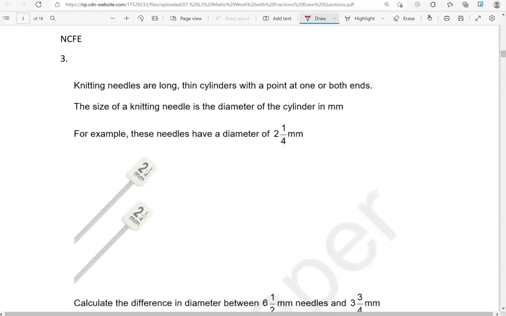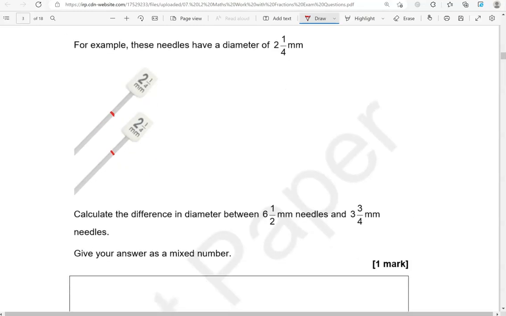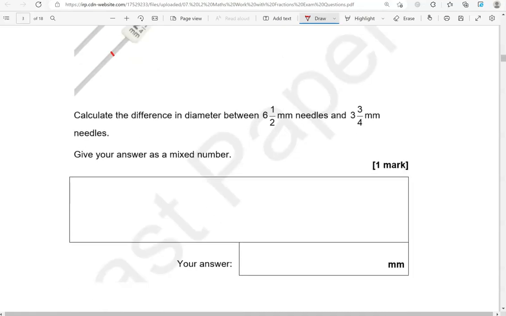Knitting needles are long, thin cylinders with a point at one or both ends. The size of a knitting needle is the diameter of the cylinder in millimeters. For example, these needles have a diameter of 2¼ millimeters. So that's the diameter, 2¼ millimeters for both of them. Calculate the difference in diameter between 6½ millimeters and 3¾ millimeters needles. Give your answer as a mixed number.